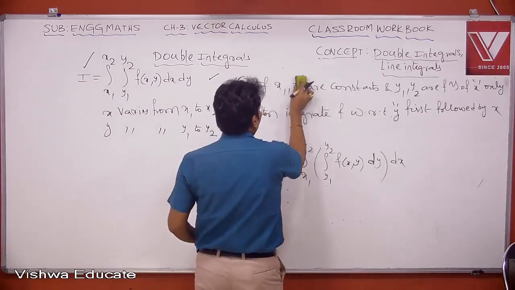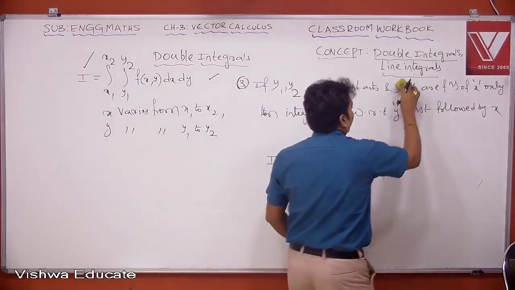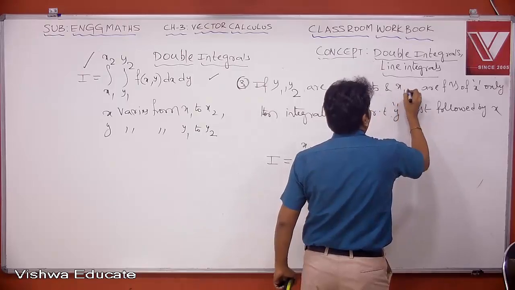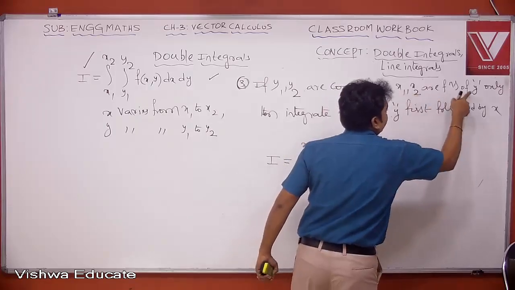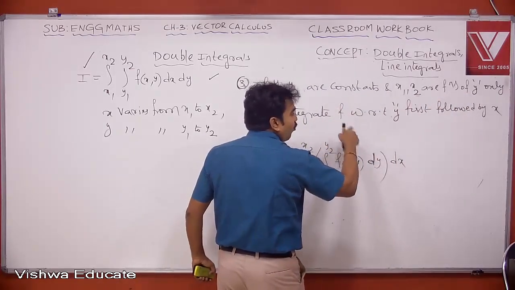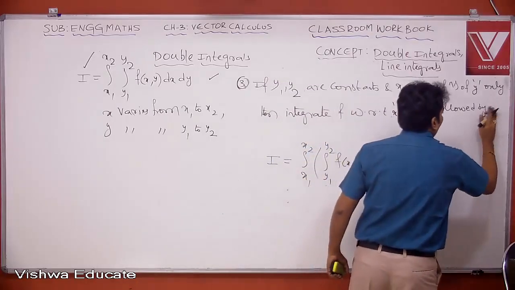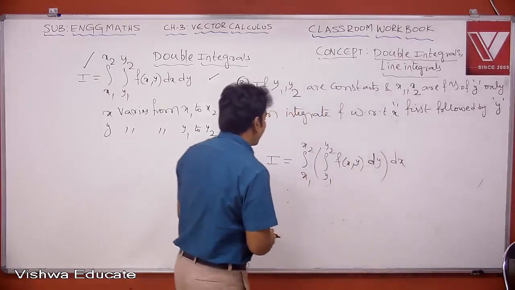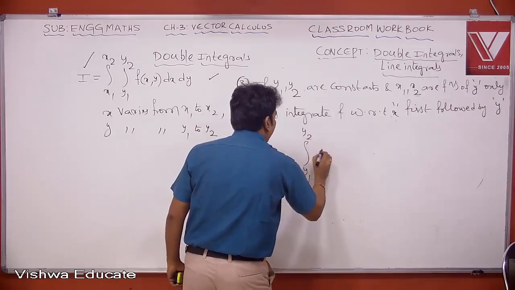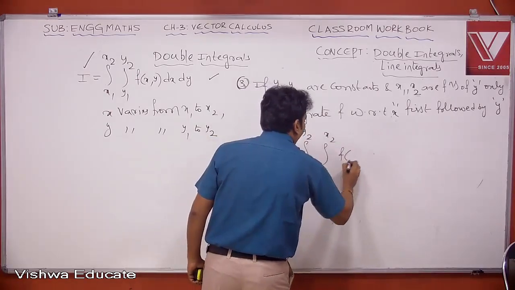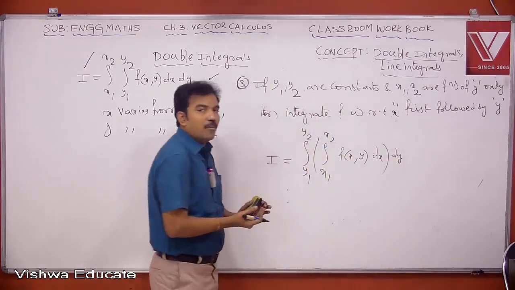If y1, y2 are constants, that is y limits are constants, and x1, x2 are functions of y only. So here in this case x limits are variables, so priority is given to variable x first. So integrate f with respect to x first followed by y. In this case my integral becomes this. I equal to integral y1 to y2, integral x1 to x2, f of x comma y dx followed by dy. So just opposite to the previous case.